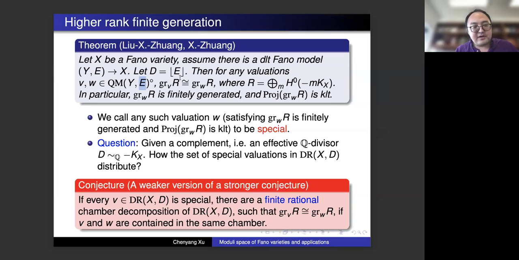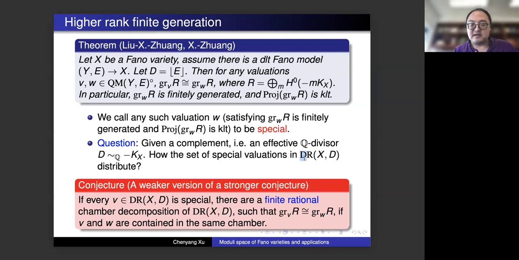So actually, I find this question very interesting. If I have a complement, which is, in other words, just some effective divisor D equivalent to minus K_X. Sorry, I forgot to write the condition that (X, D) is log canonical. That's what I call a complement. (X, D) is log canonical. Then I can look at all the LC places, which I write DMR(X, D), the dual complex of (X, D). So I want to ask how the special valuations distribute. Particularly, we raised a bunch of questions about that.